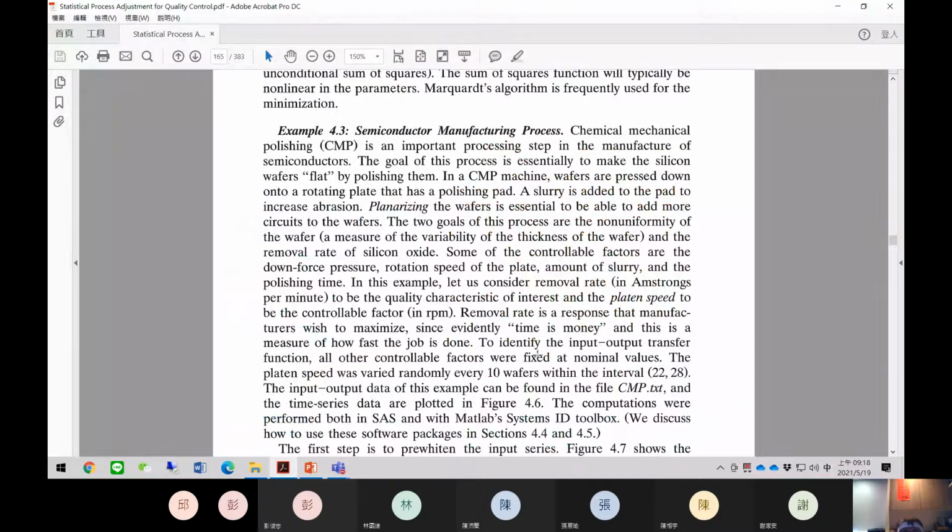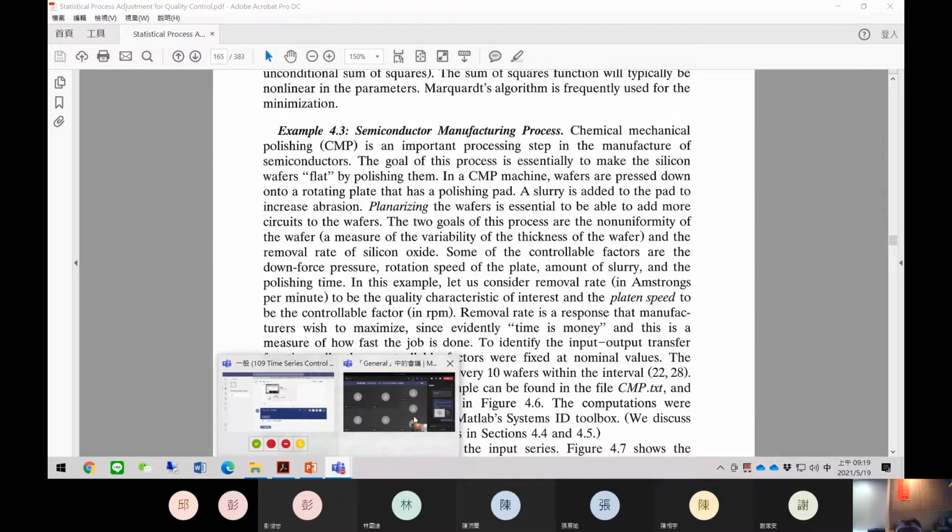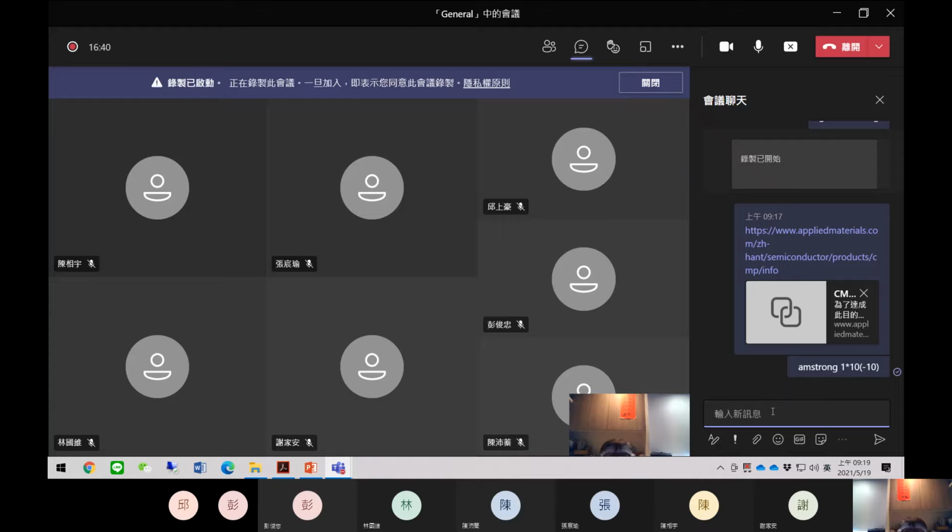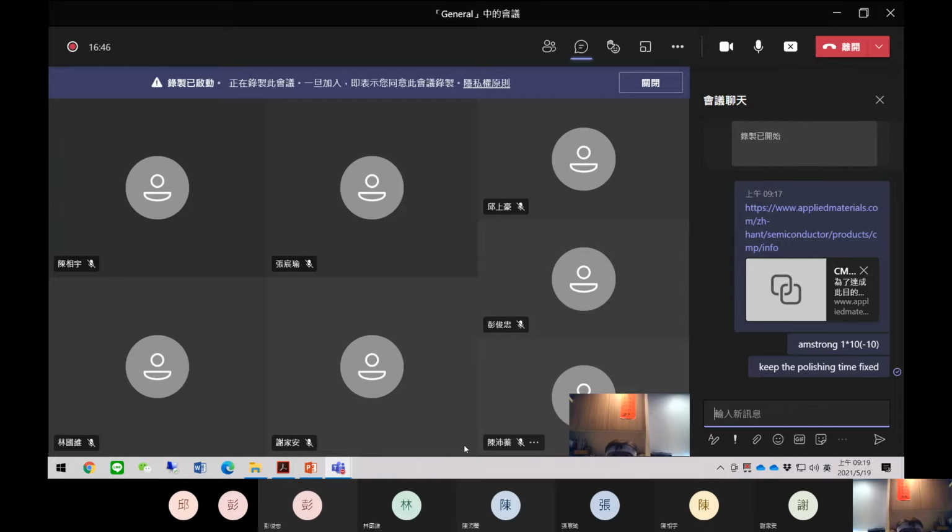Then removal rate is the response that manufacturers wish to maximize, since we would like to remove as much as possible, because lead time is money. So we're going to fix the polishing time typically. We're going to keep the polishing time fixed all the time.